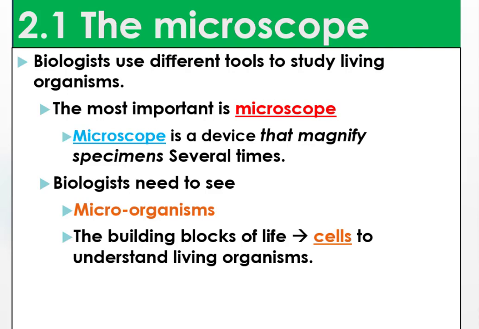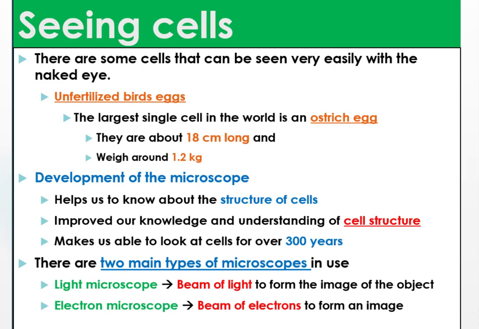understand living organisms. Based on their sizes, living organisms can be microorganisms and macroorganisms. So, the microscope helps us to see microorganisms that cannot be seen by our naked eye. There are some cells that can be seen very easily with the naked eye without using a microscope.